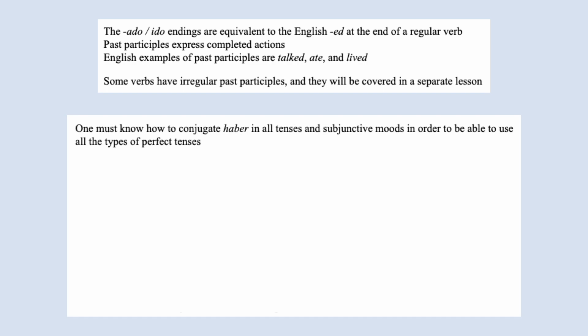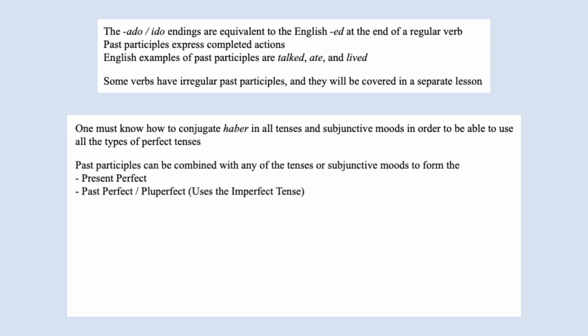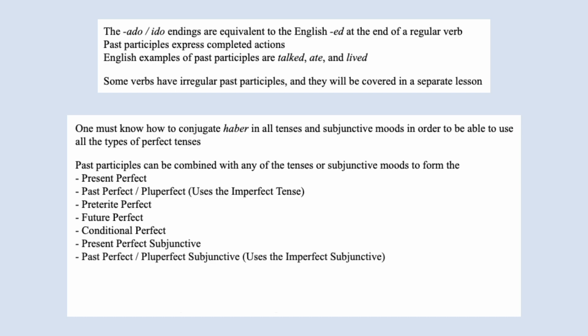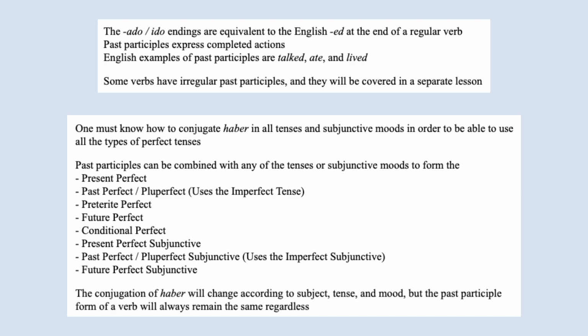So you must know how to conjugate haber in all the different tenses and moods in order to be able to use the perfect tenses. These include the present perfect, past perfect or pluperfect, which uses the imperfect, preterite perfect, future and conditional perfect, the present perfect subjunctive, the past perfect or pluperfect subjunctive, which uses the imperfect subjunctive, and the future perfect subjunctive. So the conjugation of haber will change according to the subject, tense and mood, but the past participle will remain the same.